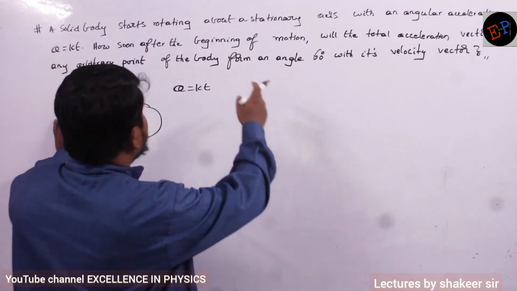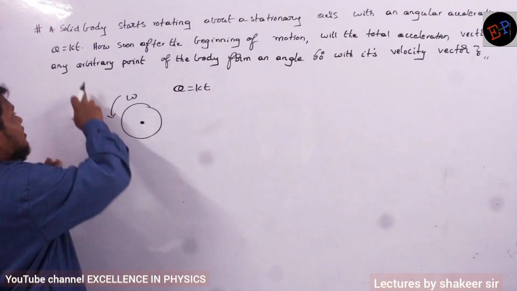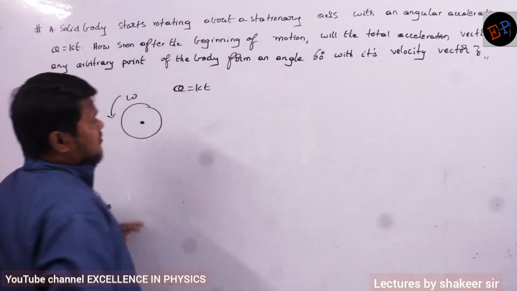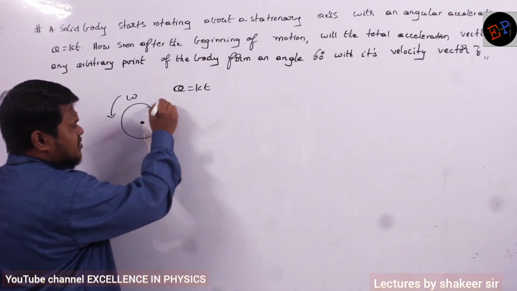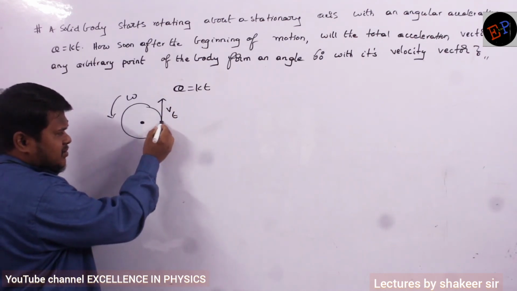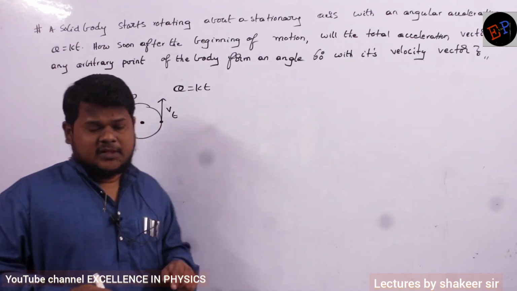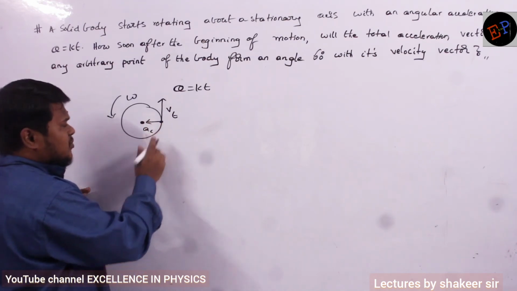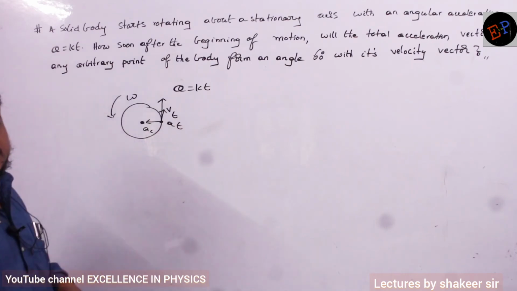Then what he is asking: how soon after the beginning of the motion will the total acceleration vector of any arbitrary point form an angle of 60 degrees with the velocity vector? What is meant by velocity vector? Velocity vector means tangential velocity. For example, this point will have two accelerations, as we already studied in circular motion. One is centripetal acceleration, and the other is tangential acceleration. Two accelerations are present. Are you able to understand?